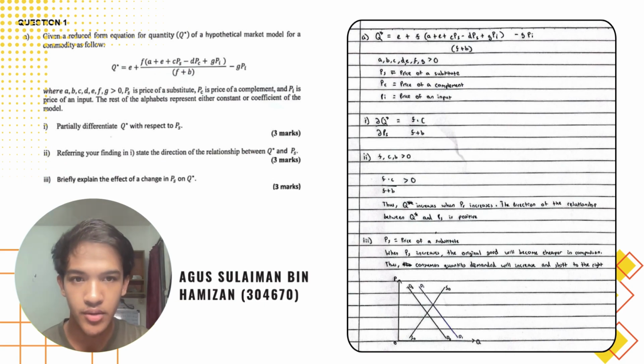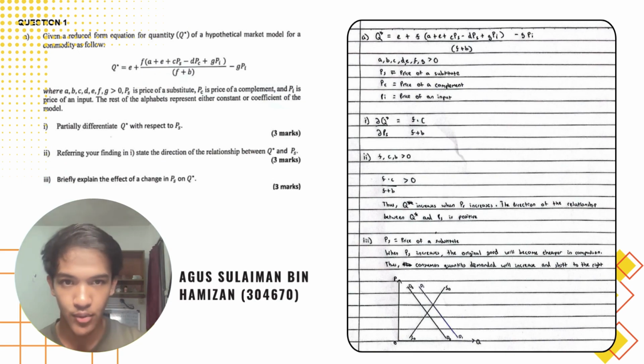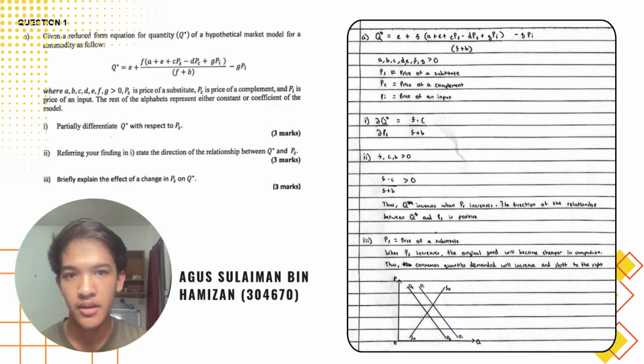In the equation, there's only one instance of PS, which is within the fraction. So we just differentiate Q over differentiate PS, and we'll get F times C over F plus B.